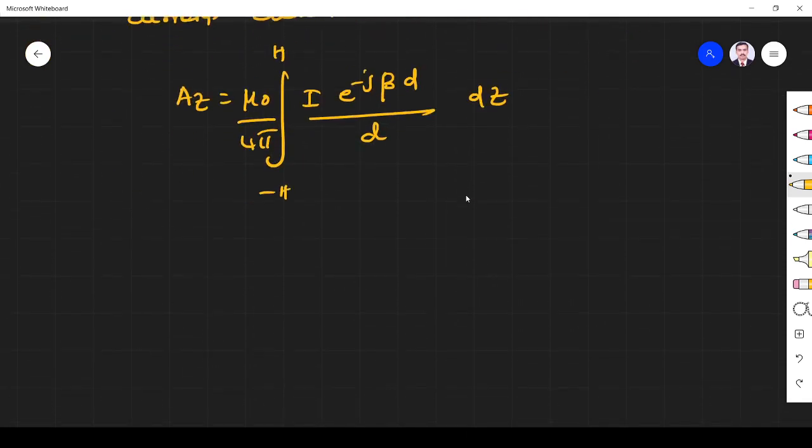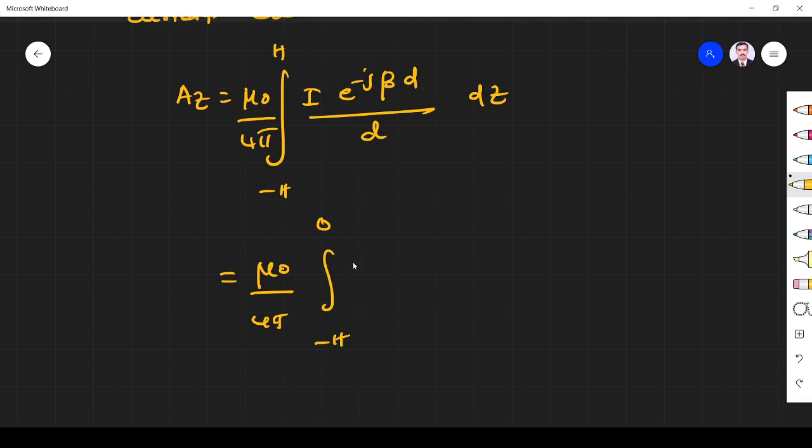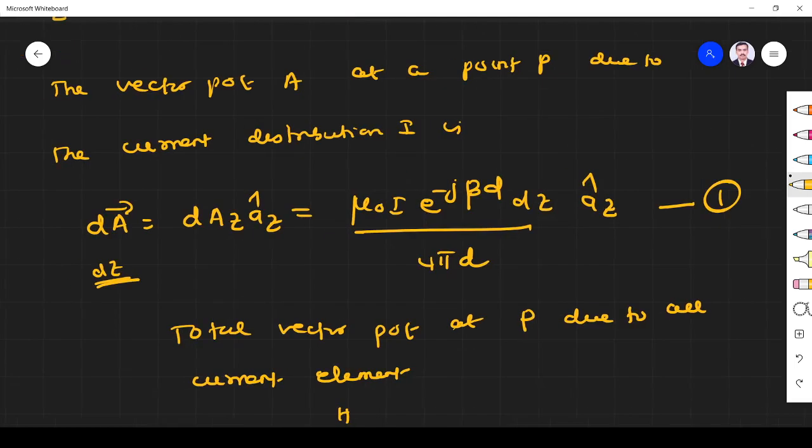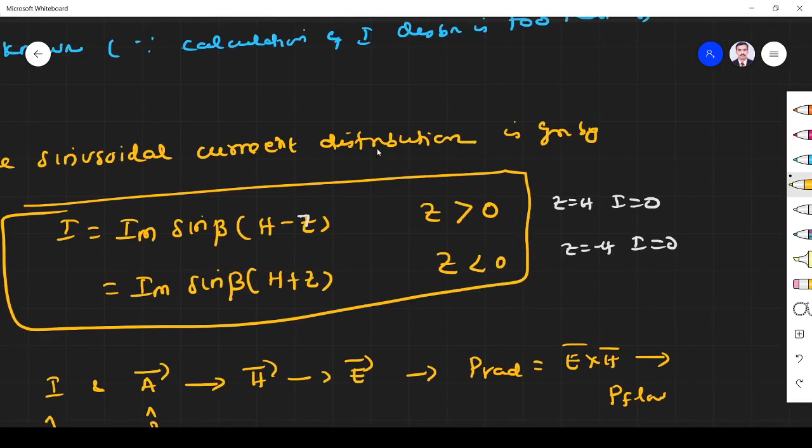We take just the magnitude and solve the problem. So this one I can write as mu naught by 4 pi. I split the integration into two parts: minus h to 0, and 0 to h. I max, I is equal to I m, right? See, from minus h to 0, what is the current value? For z less than 0, it is I m sin beta (h plus z).